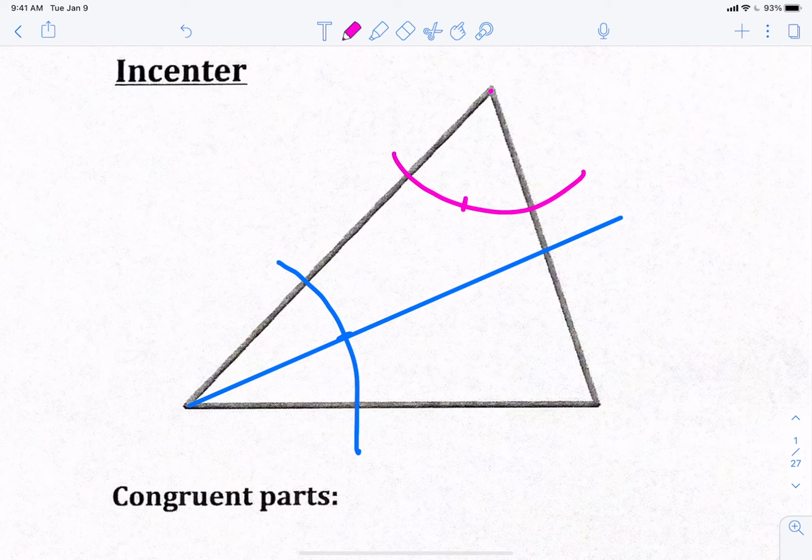Do you want candy? And he goes, I can't have candy. I have diabetes.